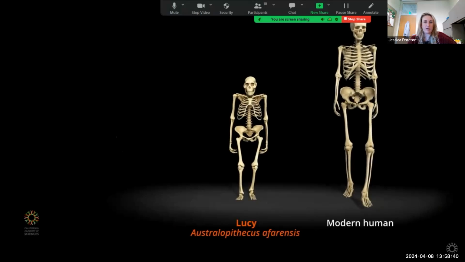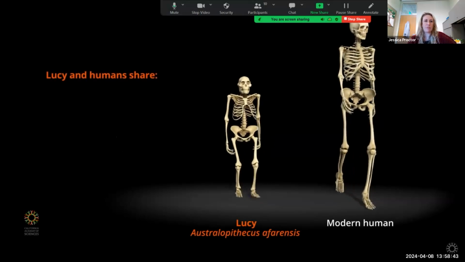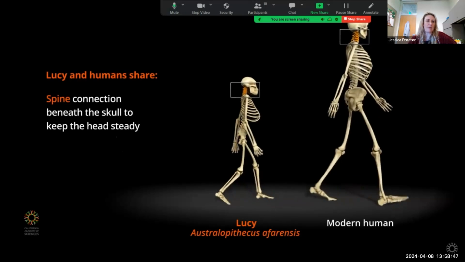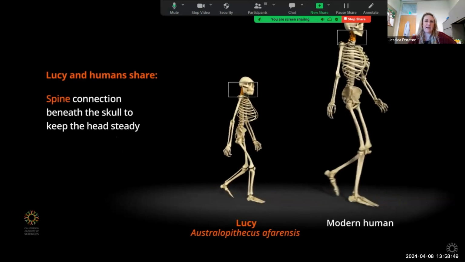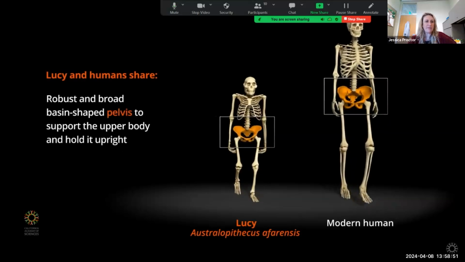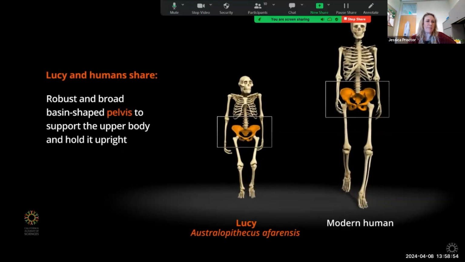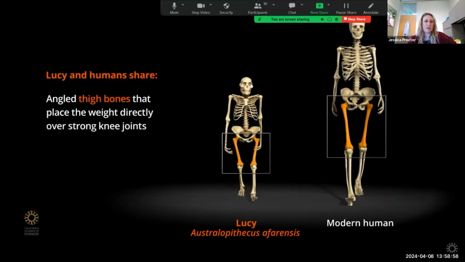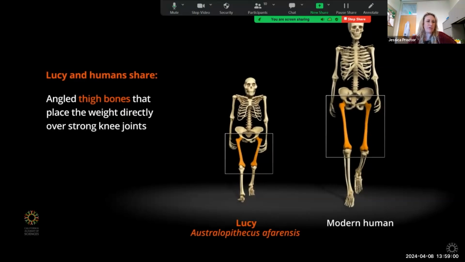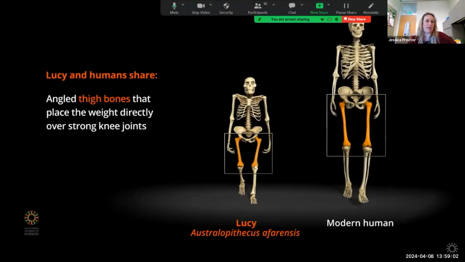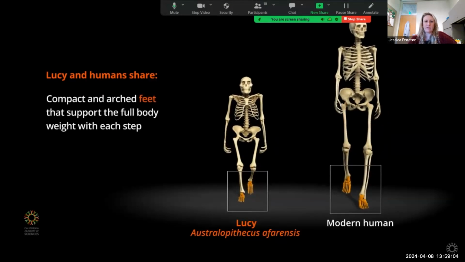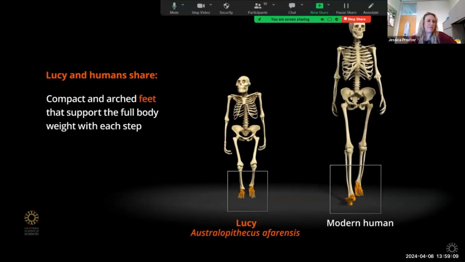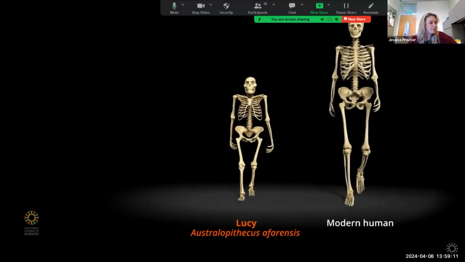And here we have Lucy, an early human compared to a fully modern human. So Lucy and human share a spine that connects directly beneath the skull to keep the head steady in a bipedal stance. They have a robust and broad basin-shaped pelvis to support the upper body and hold it upright. They have angled thigh bones, so angled femurs that place the weight directly over the strong knee joints. And they have compact and arched feet that support the full body weight with each step.